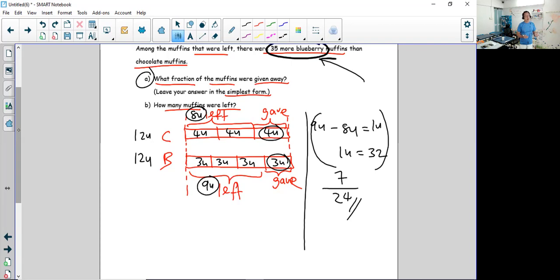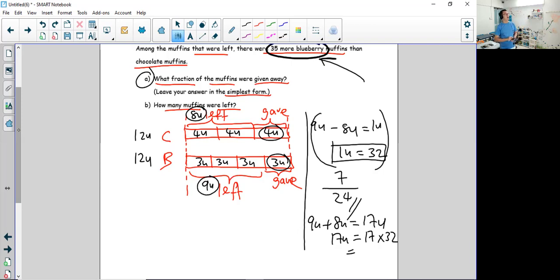Then part B, how many muffins were left? So I know the value of 1 unit, which is over here. 1 unit is 32. Then how many units were left altogether? So you have 9 units plus 8 units. There are 17 units of muffins left altogether. So how many is 17 units? So 17 units will be 17 times 32. So what is 17 times 32? You use your calculator.